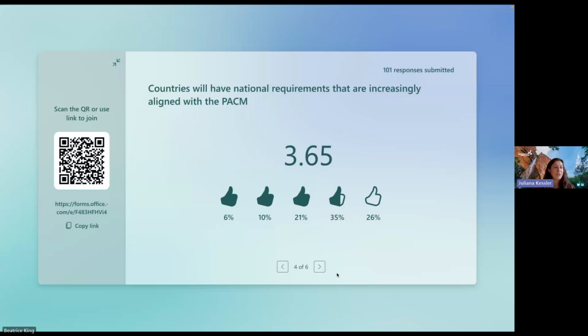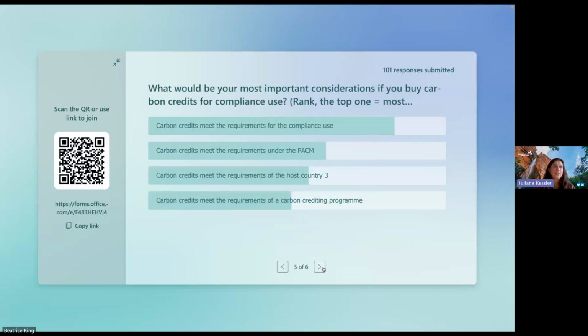This is interesting. Okay, so next question, what would be your most important consideration if you buy carbon credits for compliance use? So let's see, the highest ranked option, carbon credits meet the requirements for the compliance use. And then actually second one, meet the requirements under the PACM. So this is really interesting that here there seems to be an interest also to really align with these PACM requirements.